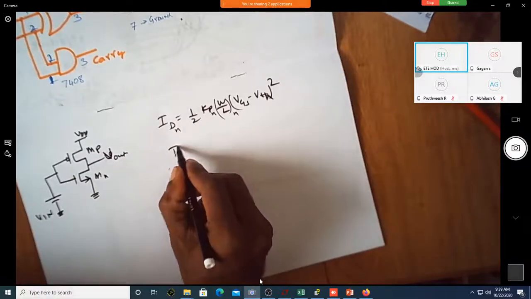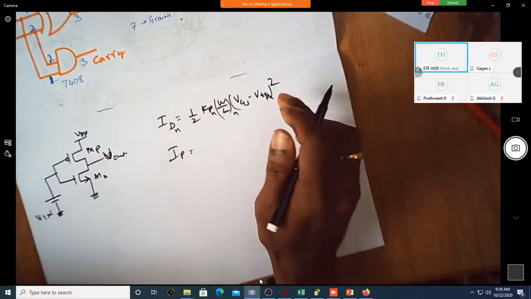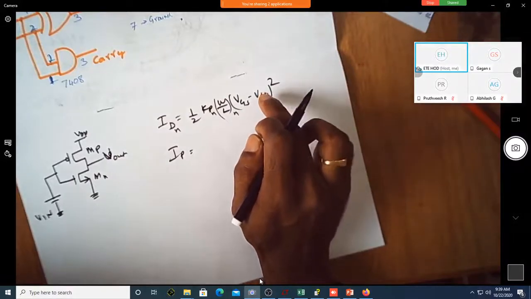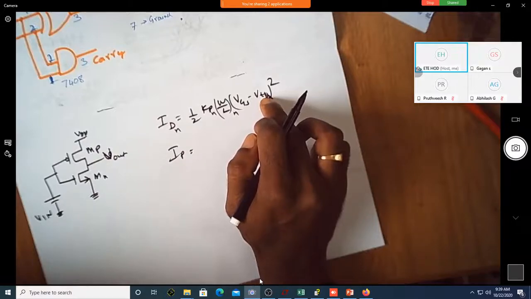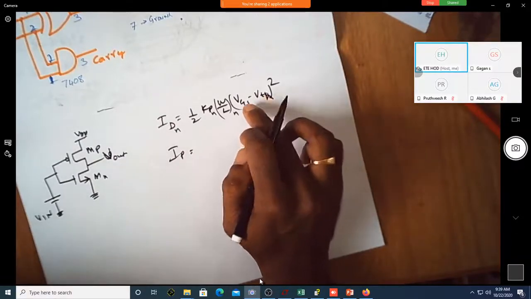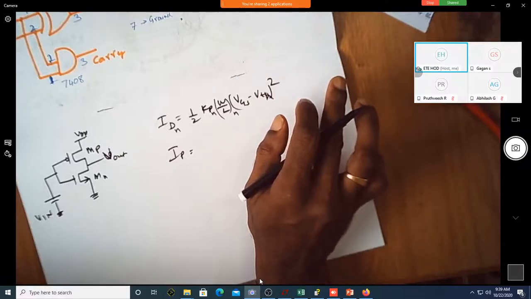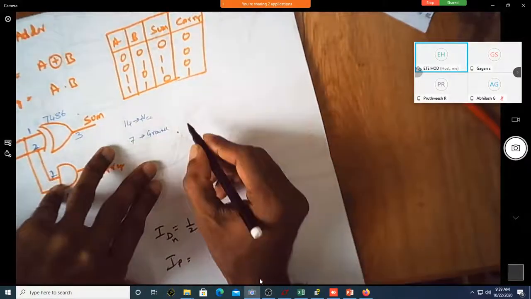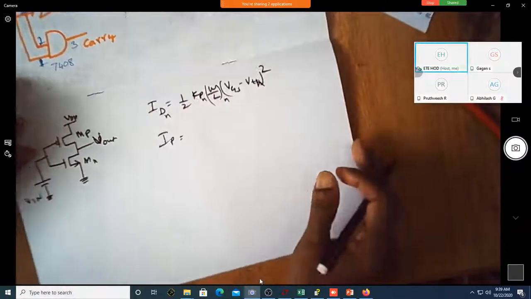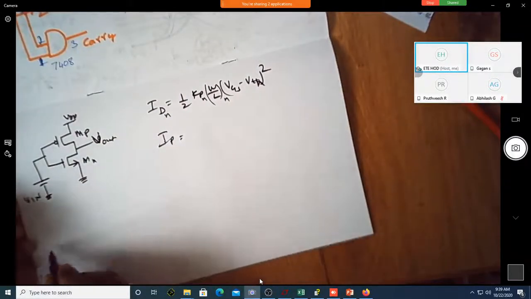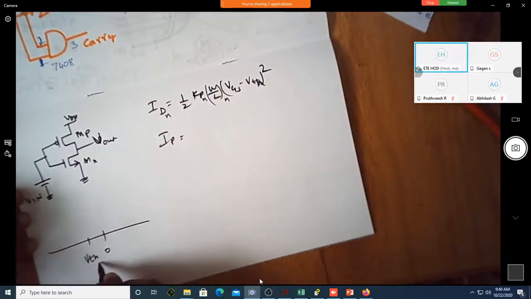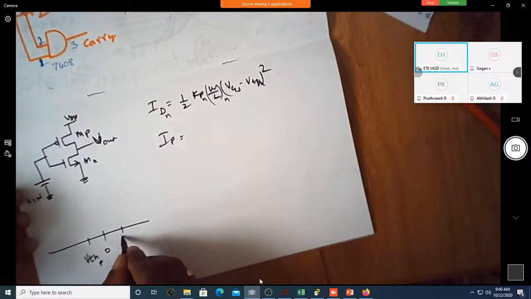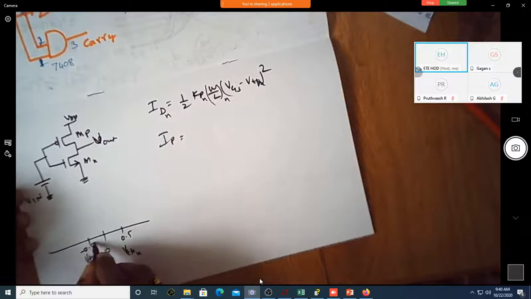Correct? For the PMOS transistor, we know VTH is negative. Am I correct? Yes, sir. VGS is also negative. Could you remember? Okay. VGS should be more negative than the threshold. Assume this is 0. This is VTH of the PMOS transistor. This is VTH of the NMOS transistor, which is 0.5 here, and minus 0.5 here.